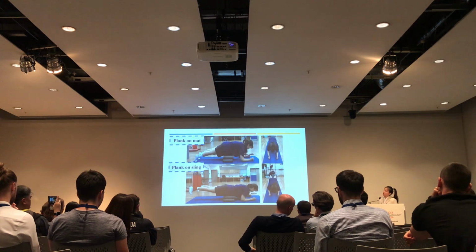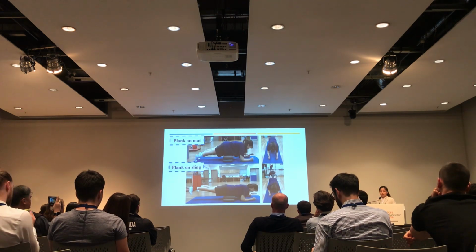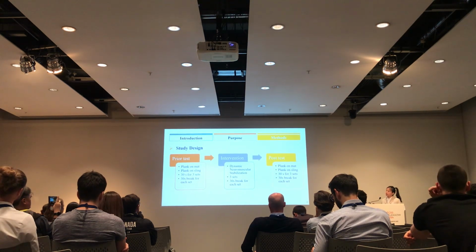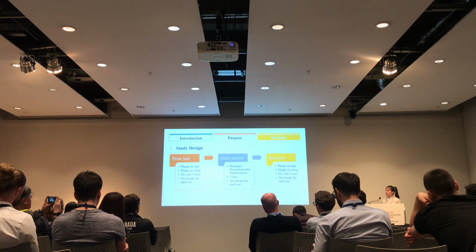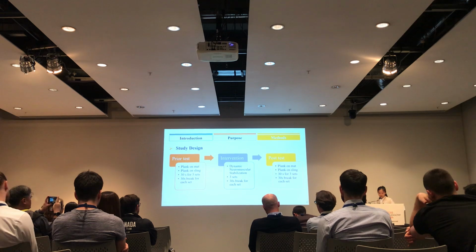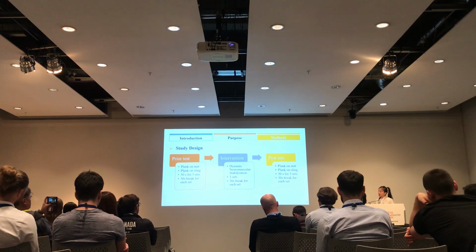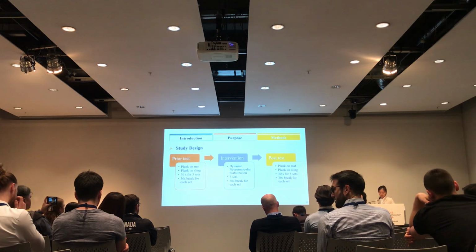Okay, the upper one will be the plank on mat for gesture, and the lower one will be the plank on sling. Each participant has to perform for 30 seconds for 3 sets, with a 30-second break for each set. Also, we're having a short break of about 5 minutes before the interventions.